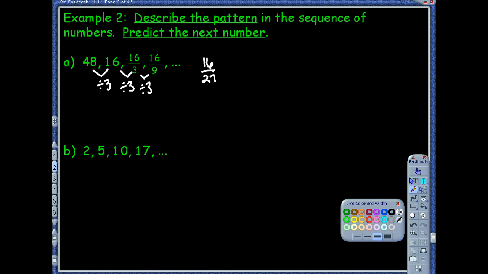Wonderful. So if I was asked to describe the pattern, which is what Mrs. Hochgravy asked me to do, I would say 2 things. I could say divide by 3, or, like Mrs. Hochgravy said, you could also multiply by 1/3 because it's the same thing.